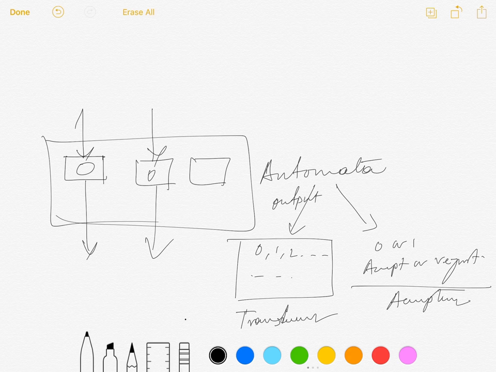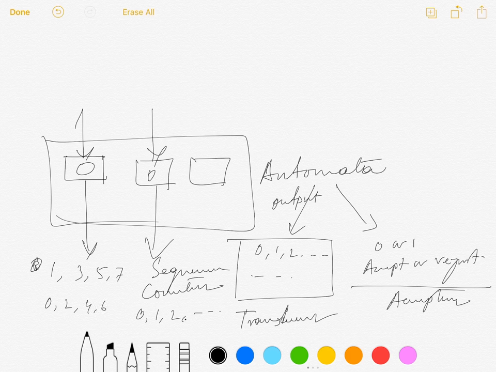Now what is an example of a transducer? If I consider a sequence counter, in case of a sequence counter, the output will be shown in the form of 0, 1, 2 like this. Maybe it is an odd counter or maybe an even counter. In case of an odd counter, the output will be in the form of 1, 3, 5, 7. If it is an even counter, it will show the output like 0, 2, 4, 6, 8 like this. So odd counter, even counter, sequence counter, all are examples of a transducer where the output is shown in the form of digits or numbers.